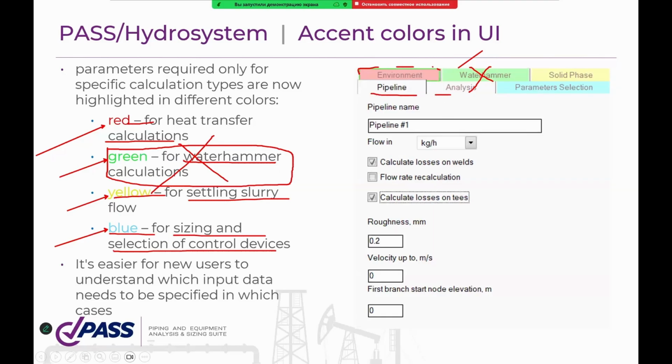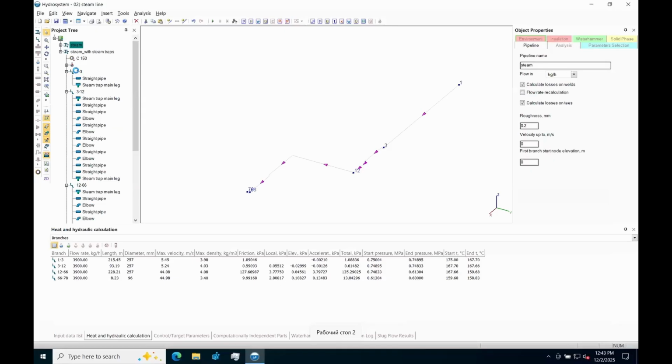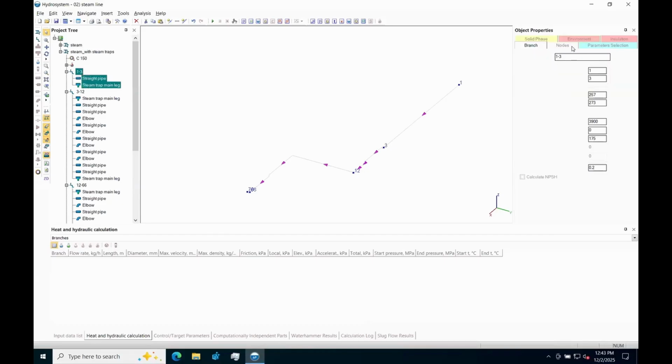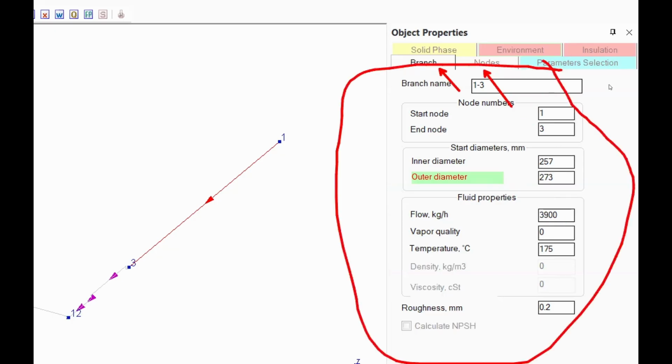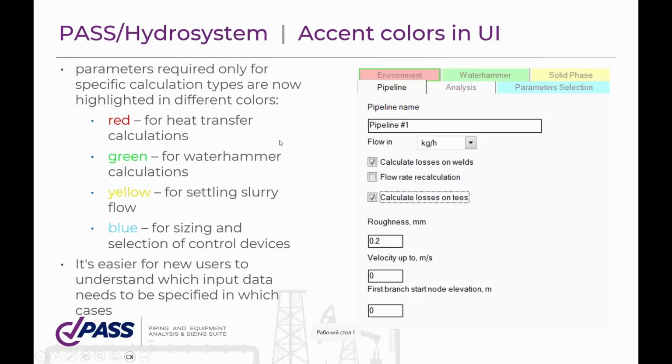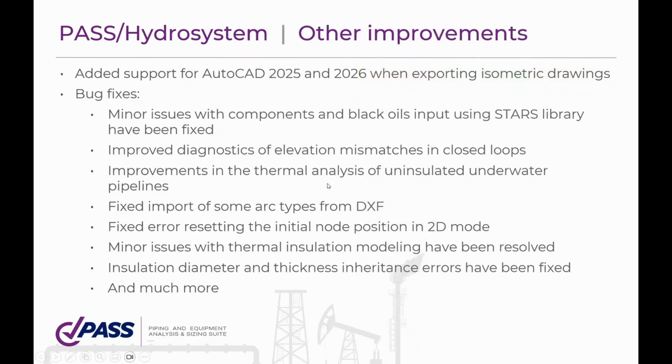And if you see an uncolored tab, for instance pipeline, or for branches, we have branch nodes tabs which are not colored. It means that these tabs are used for different types of calculation, not only for heat and hydraulic, not only for water hammer analysis, but for all the types of calculations which you can perform. So we hope that this will help new users to more easily understand which input data needs to be specified in different cases, different calculations. And also in the latest version, HYDROSYSTEM 4.7, we have some other improvements.